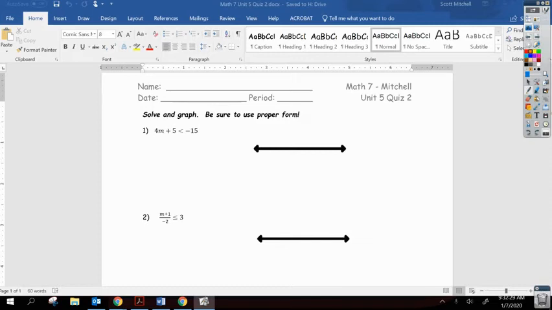Here are some more details on the quiz that you guys are getting back today and some of the common mistakes that I saw. Split it down the middle, make sure it's showing proper form if you want to get full credit on the test.